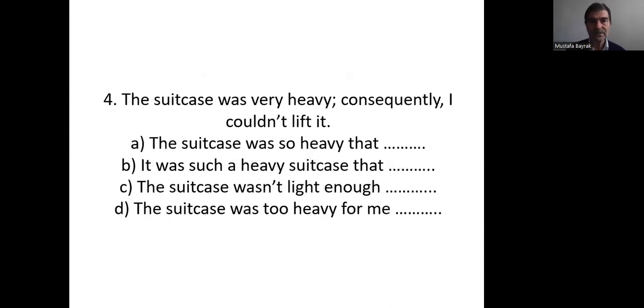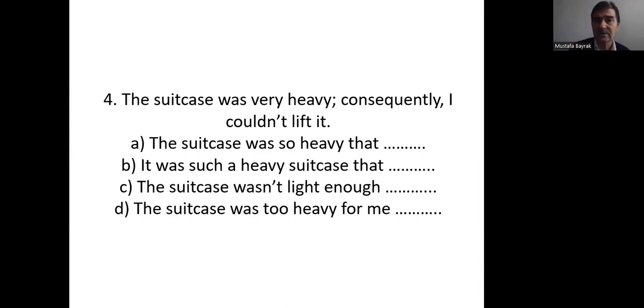The fourth one, the suitcase was very heavy. Consequently, as a consequence, as a result, I couldn't lift it. Why couldn't you lift it? Because the suitcase was very heavy, or the suitcase was so heavy that I couldn't lift it. It was such a heavy suitcase that I couldn't lift it. The suitcase wasn't light enough for me to lift.